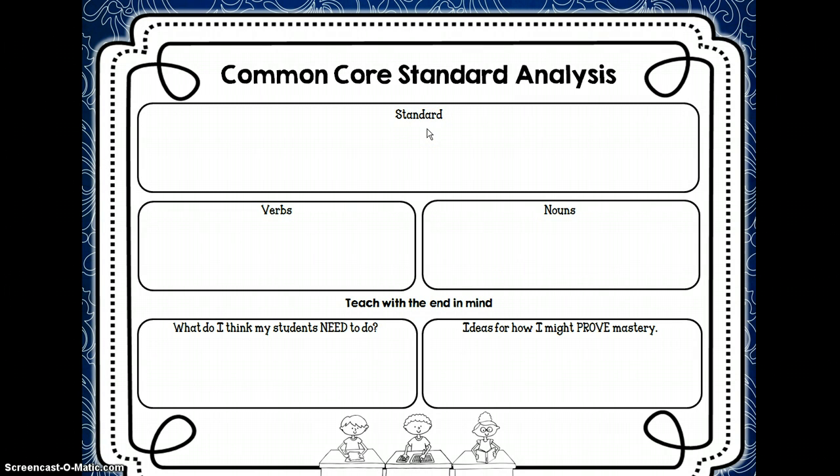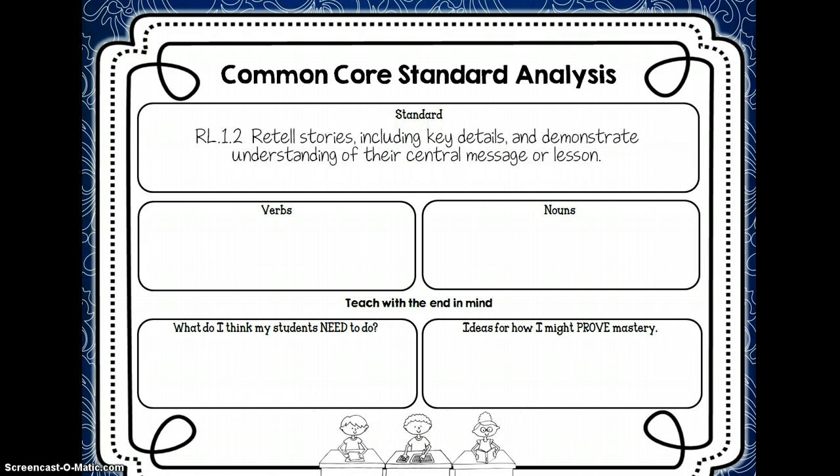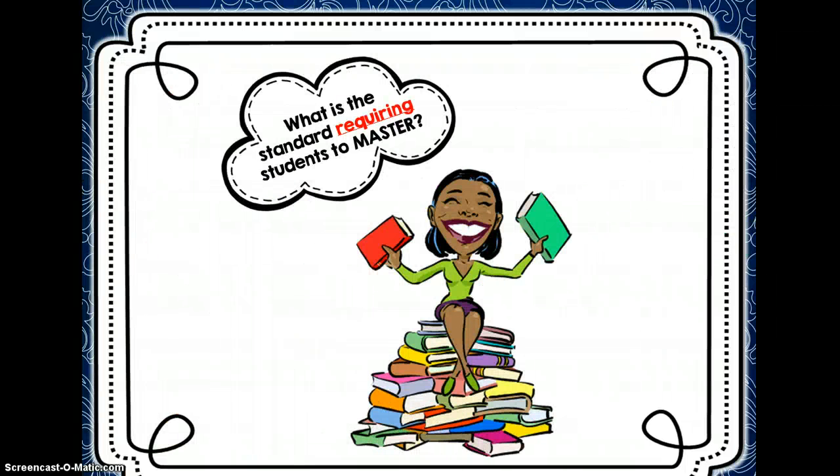Alrighty, the first thing that we need to do when we're analyzing the Common Core standards is to first pick a standard. So the one I have for you today is RL 1.2, which is retelling stories including key details and demonstrating the understanding of their central message or lesson. This is a first grade standard, and by the end of the year, all of my students should be able to academically reach this particular standard. So the first step after we identify the standard is to think about what is the standard requiring the students to master? What do they have to know?